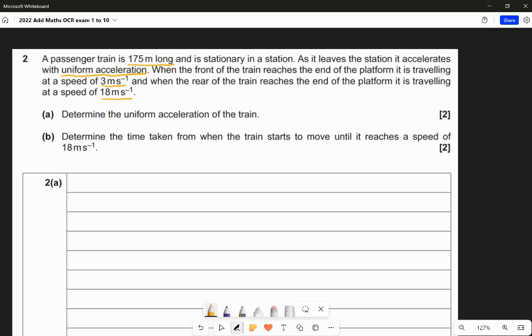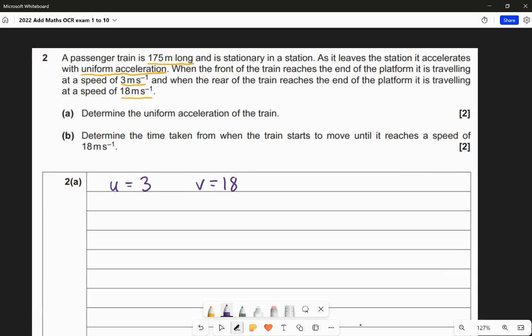Well, here in the first part, we're only interested in the period from the front of the train reaching the end of the platform to the back of the train reaching the end of the platform. So in that case, our initial velocity we're going to take as when we first reach the end of the platform. So that's 3 meters per second. So u, which is the symbol for initial velocity, is 3. Our final velocity, which is when the back reaches the end of the platform, is 18 meters per second.